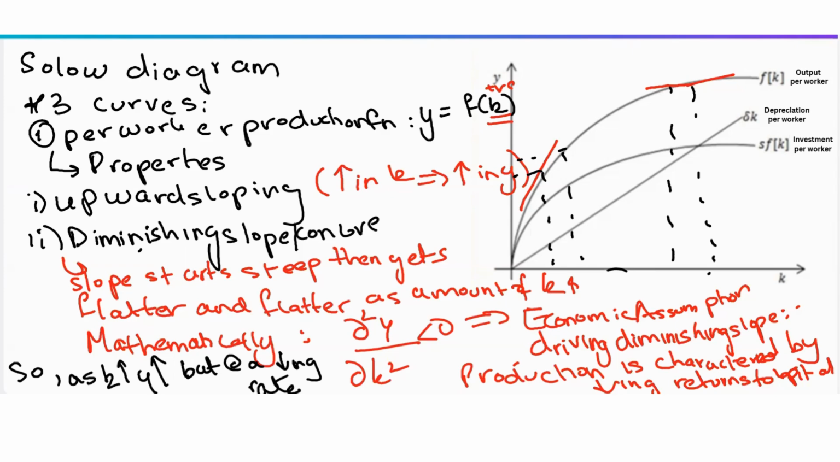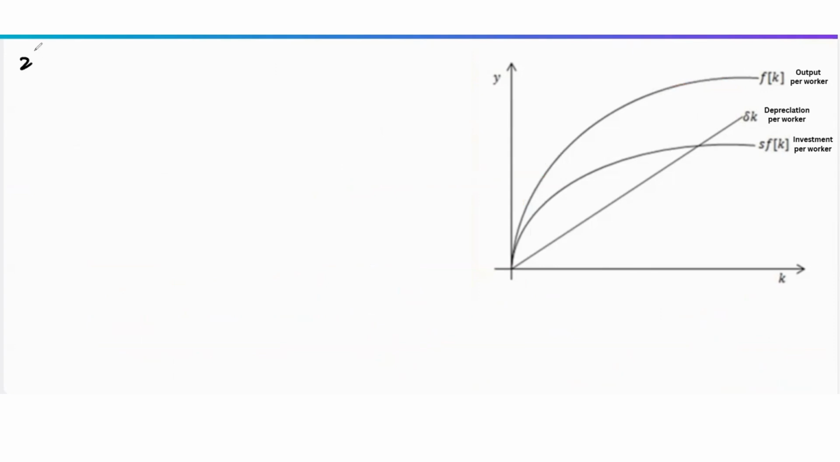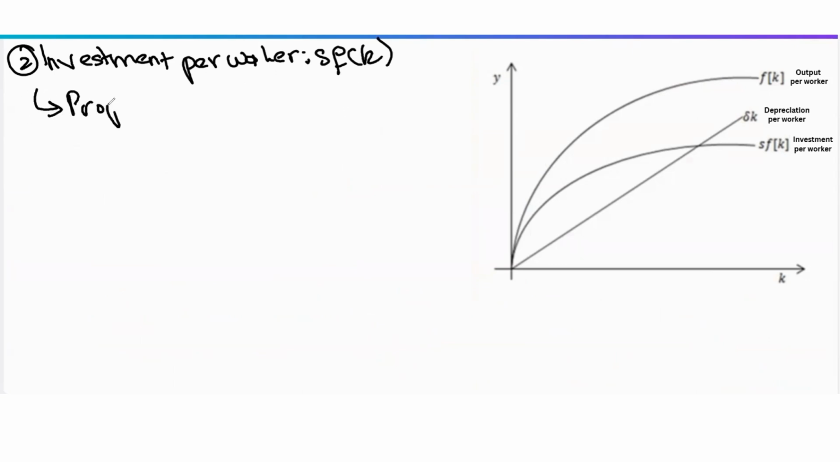Now the next curve. We're looking at three curves, and the second curve is the investment per worker curve. The investment per worker curve is s times f(k), where s is your savings rate. Let's look at its properties.